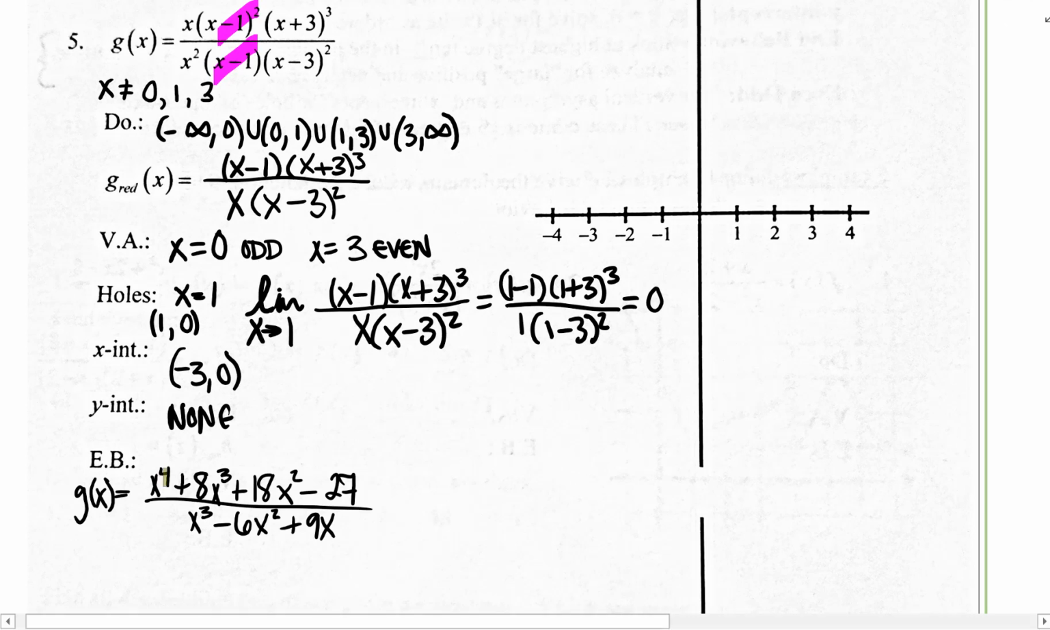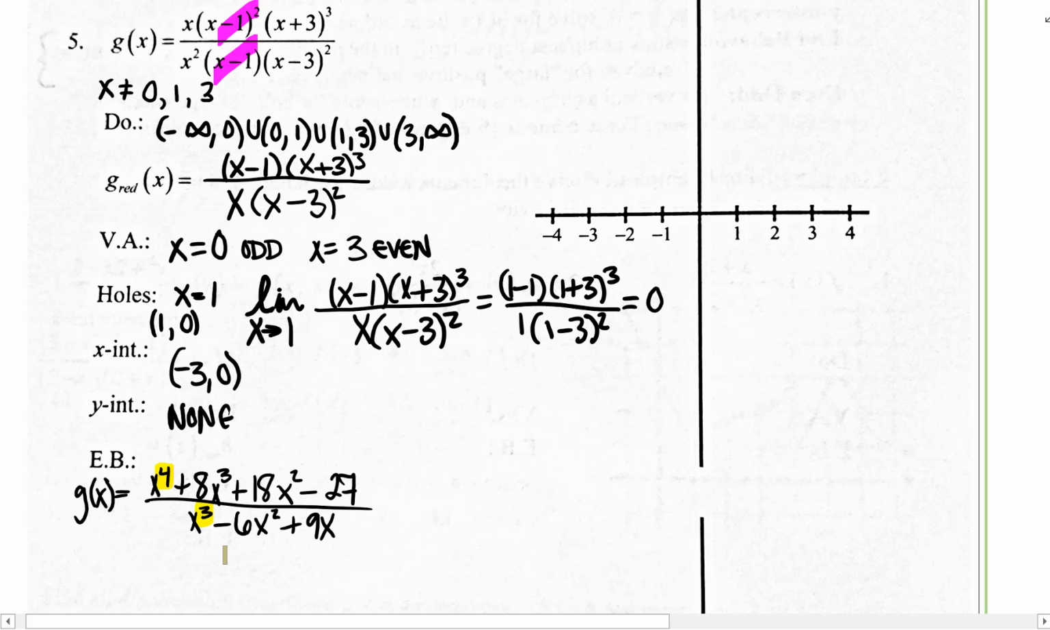I notice the degree of the numerator is greater than the degree of the denominator, which means I do not have a horizontal asymptote, but I do have a slant asymptote. If I find the slant asymptote, I won't need to plug in as many points in order to sketch the rest of the curve. So that's what we're going to figure out.